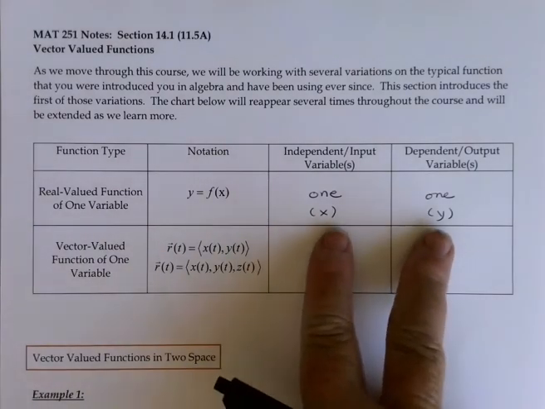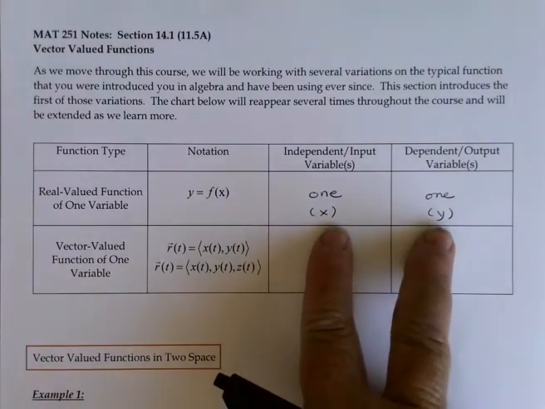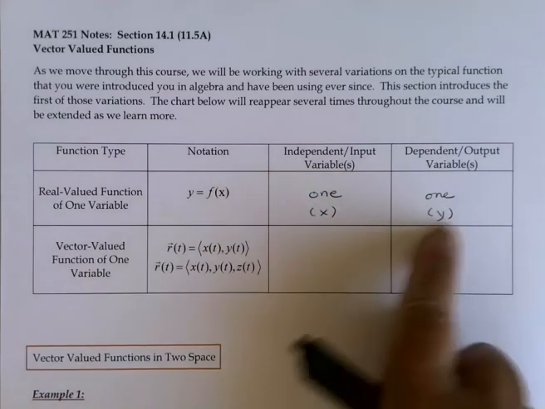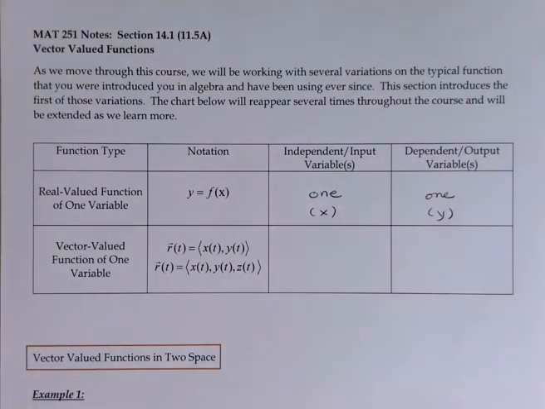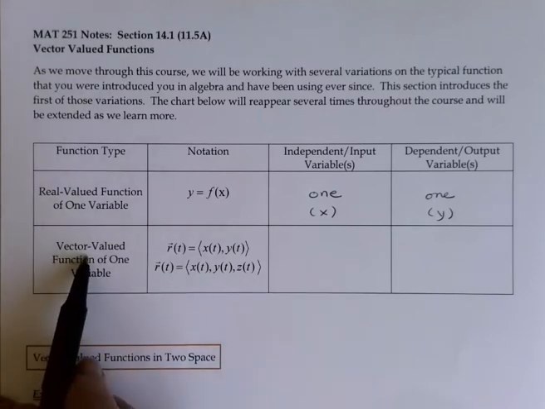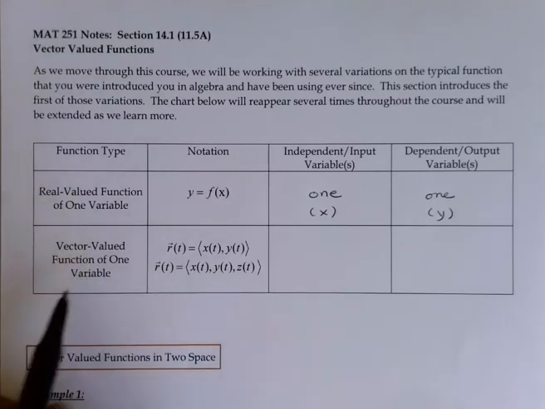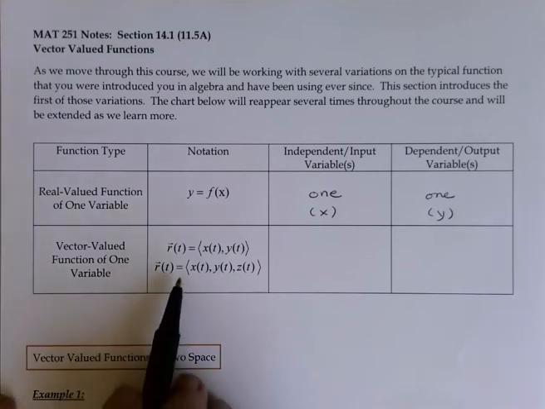We're now going to start to explore the idea that functions can exist that don't just have one input and one output. And the first type of function we're going to look at in this exploration is a vector valued function of one variable. Here's what they look like.